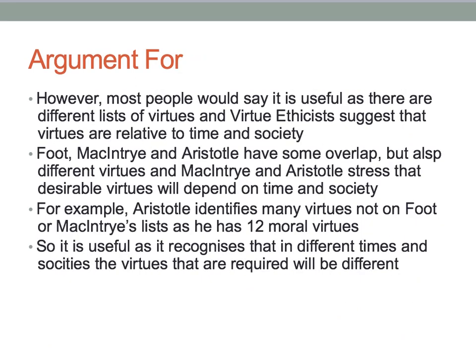However, a much stronger counter-argument would be that it is useful because there are different lists of virtues and different virtue ethicists suggest that virtues are relative to time and society. So, yes, Foote, McIntyre and Aristotle have some virtues in their lists which overlap, but they also have different virtues. McIntyre and Aristotle stress also that desirable virtues will depend on time and society. So they change depending on what time period you're in or what your society needs. So, for example, Aristotle identifies many virtues that aren't on Foote or McIntyre's list, as he's got 12 moral virtues. He also says that depending on the needs of your society, the virtues will change.